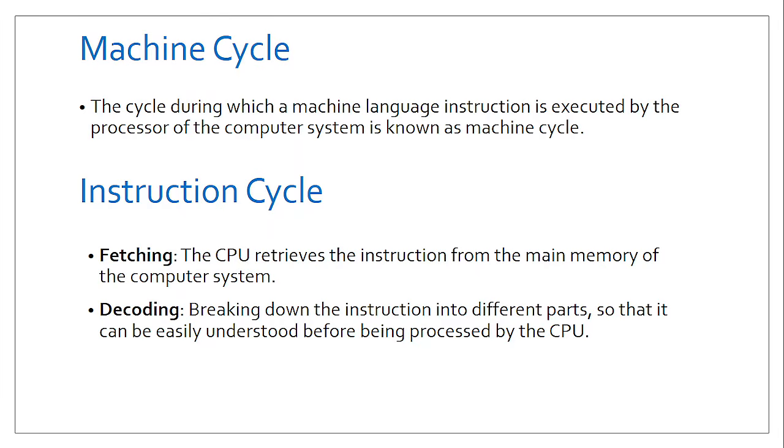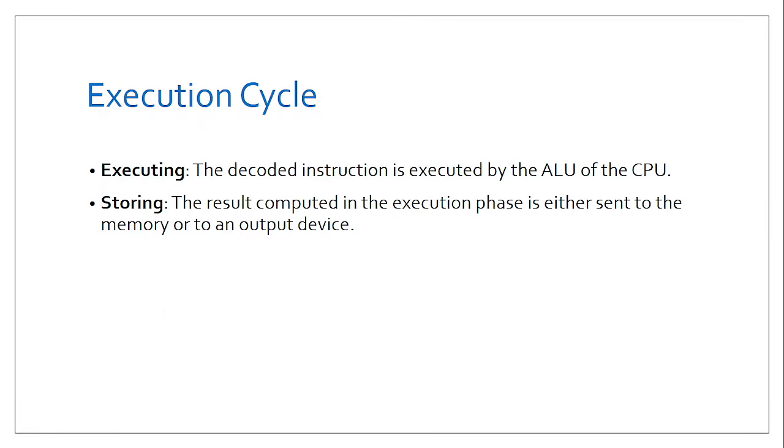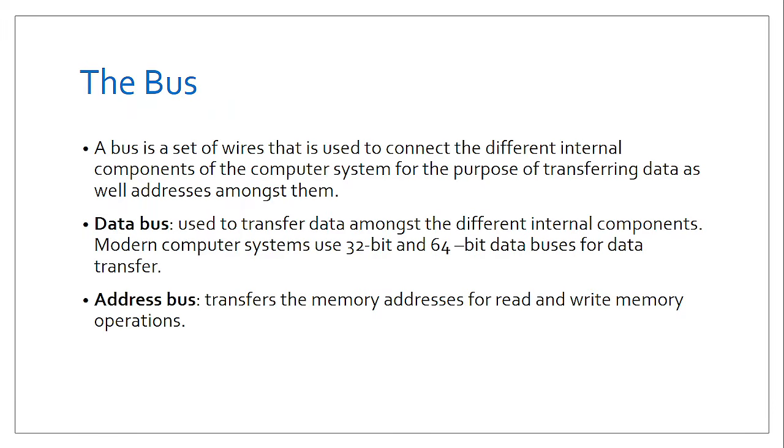In the instruction cycle, I think I've already mentioned that the first process is to fetch the instructions from the main memory, right? After fetching them, it needs to break them down so that it can understand them, and this process is what we have referred to as decoding. The last and final part is the execution cycle. It needs to execute these instructions, and it does this through the arithmetic logic unit. After that, it can store these instructions or even output them using the various output devices.